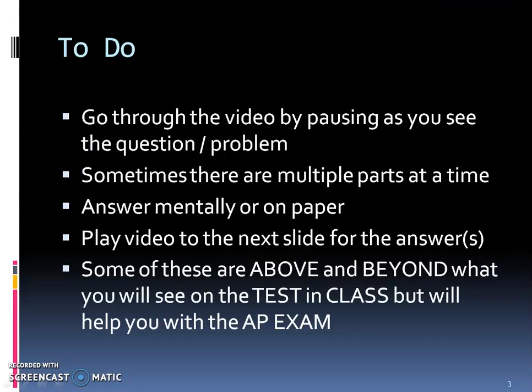So you're going to watch the video, but pause when you see the question or problem, and some of them have multiple parts. Answer them mentally or on paper. Do this using your calculator and reference sheets. Continue playing the video to see the answers and solutions and justifications. And some of these are above and beyond what you're going to see on the test, but they are a good review for the AP exam because, again, they're going to pull in from different chapters.